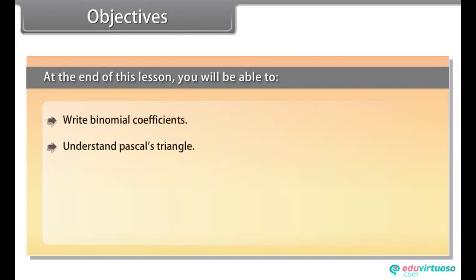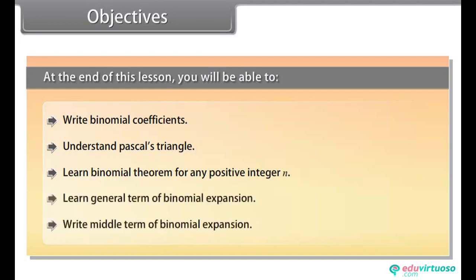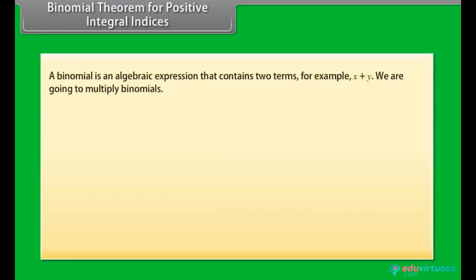Objectives. At the end of this lesson, you will be able to write binomial coefficients, understand Pascal's triangle, learn the binomial theorem for any positive integer n, learn the general term of a binomial expansion, write the middle term of a binomial expansion, and learn the binomial theorem for positive integral indices. A binomial is an algebraic expression that contains two terms.